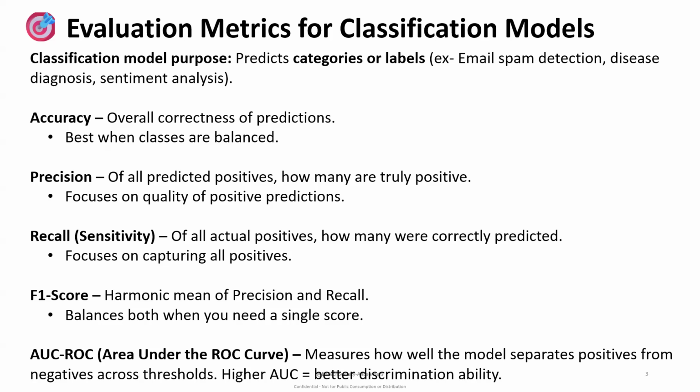And area under the ROC curve, AUC-ROC, measures how well the model separates positives from negatives across thresholds. Higher AUC means better discrimination ability. In short, how well can I tell a yes from a no at any threshold?